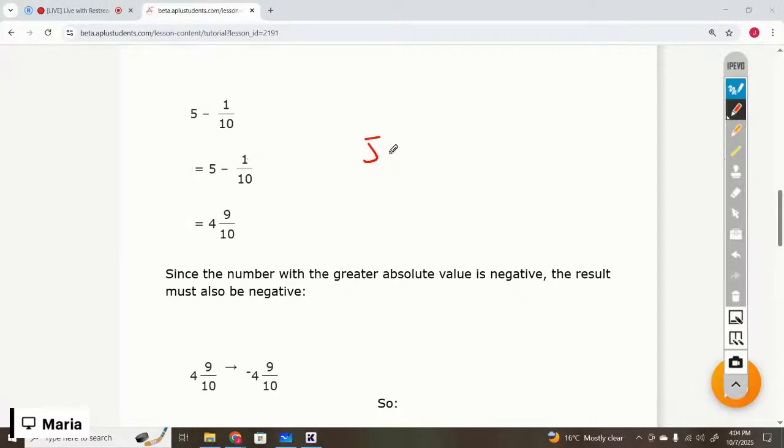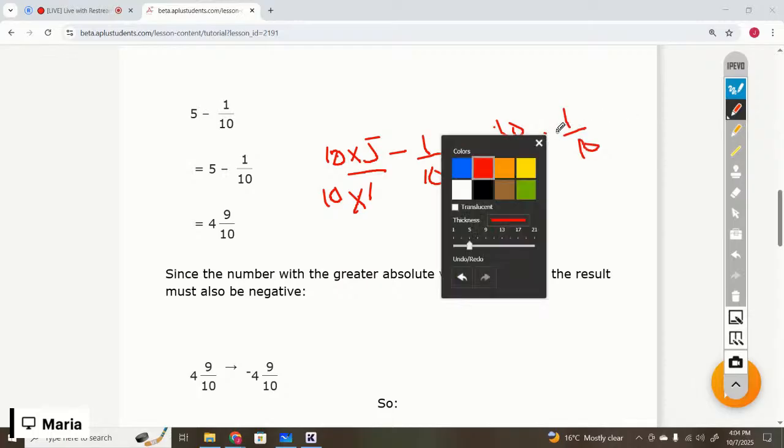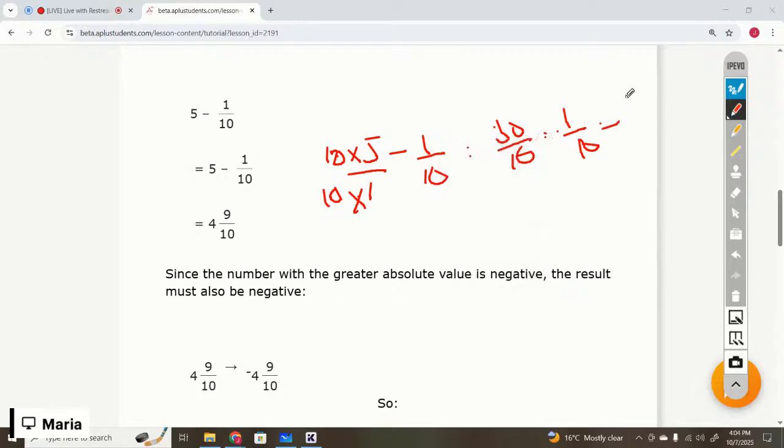We cannot subtract them until they have the same denominator. So we need to make the denominator 10 for this one, right? So we need to multiply it by the 10. That would be 50 over 10 minus 1 over 10. So 50 minus 1 is, we have a subtraction sign over here. That is 49 over 10.